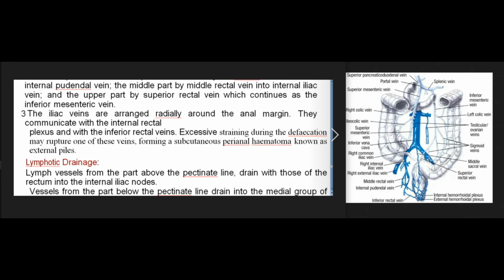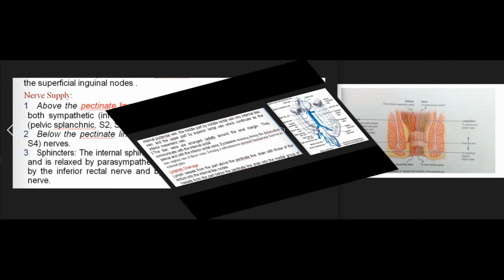Lymphatic drainage. Lymph vessels from the part above the pectinate line drain with those of the rectum into the internal iliac nodes. Vessels from the part below the pectinate line drain into the medial group of the superficial inguinal nodes.